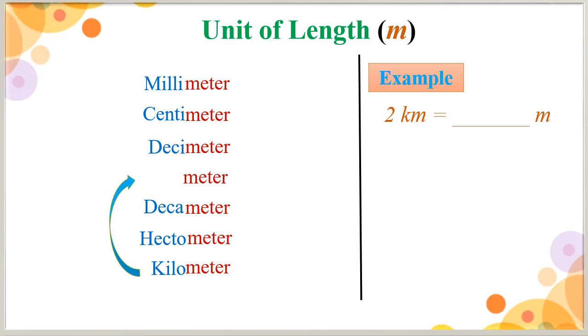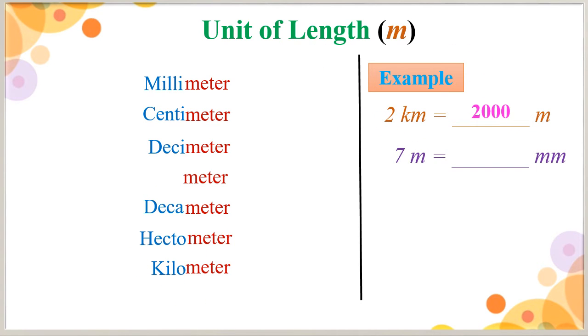So now we are going to find the intervals. There are three intervals. So you multiply by 10 into 10 into 10. That means 1000. Already we have 2. That is 2 into 1000, 2000 meter.